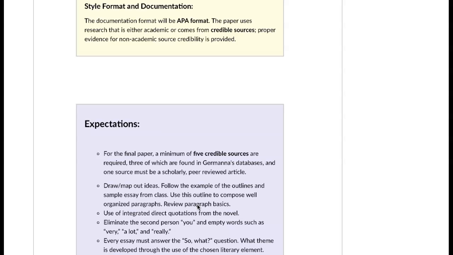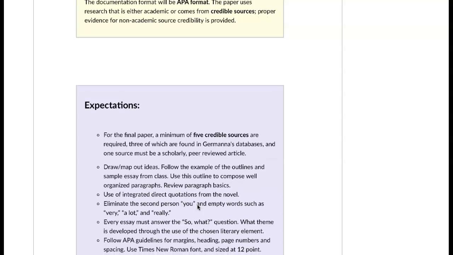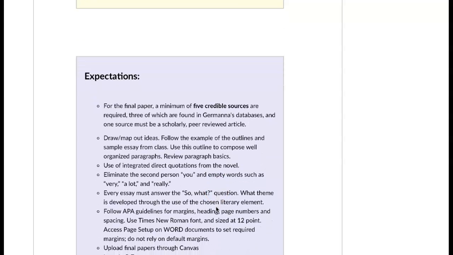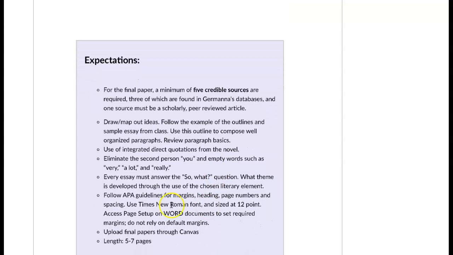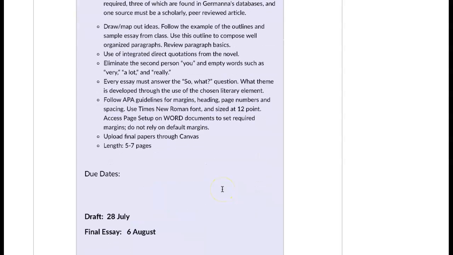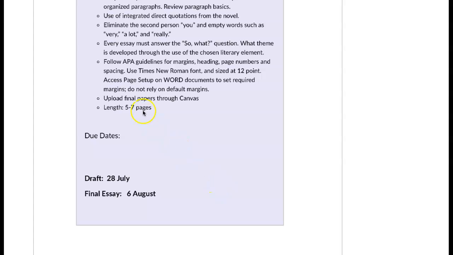Organize your paper in appropriate structure, and we'll talk about that. Use direct quotations. Oops, I need to fix that because it's not from the novel. Follow APA guidelines. Answer the so what question. And the final paper should be 5 to 7 pages, and that's not including your reference page or your title page. So 5 solid pages, 5 to 7.